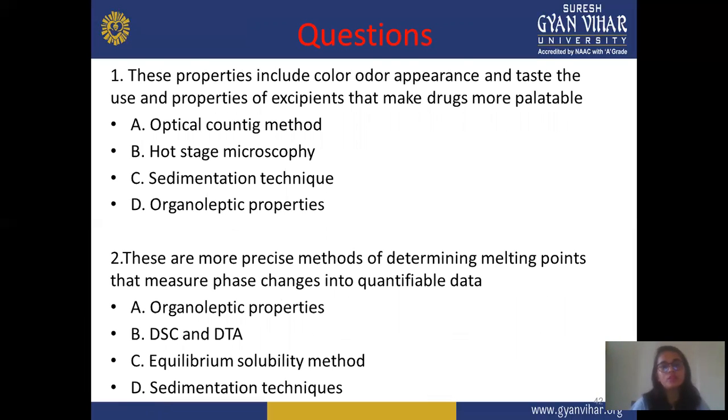The first question: the properties include color, odor, appearance, and taste, and the properties of excipients that make the drug more palatable. Option A is optical counting method, B is hot stage microscopy, C is sedimentation technique, and D is organoleptic property. Next, second question: these are the more precise methods for determining melting point, the major ways of changing into quantitative data. A is organoleptic property, B is DSC and DTA technique, C is equilibrium solubility method, D is sedimentation technique.